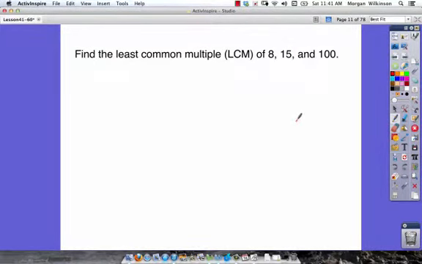Let's find the least common multiple of 8, 15, and 100. Now these numbers are a little bit bigger. When the numbers are bigger, what we want to do is find the prime factorization of each number. So for 8, we're going to use a factor tree, and 8 can be broken into factors of 4 and 2.